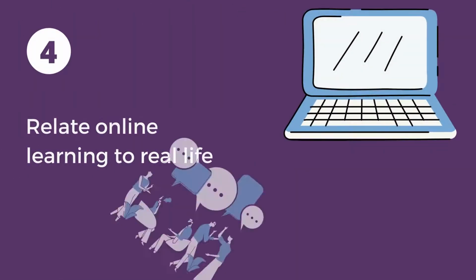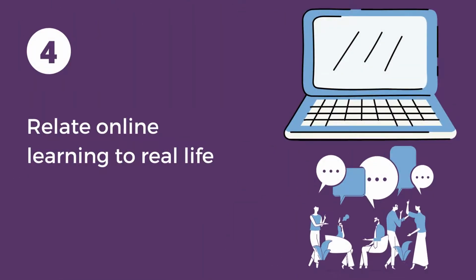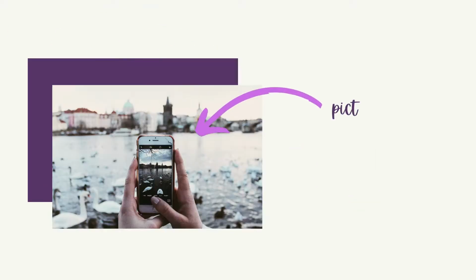Tip number 4. Relate online learning to real life. Ask learners to complete tasks in the community and report back on their experience in the web conferencing session. For example, if you're working on a topic of jobs, ask learners to interview someone they know about their job and give a short presentation about it. Or when working on the topic of neighborhood, have learners take pictures of their neighborhoods and talk about them in pairs or groups.